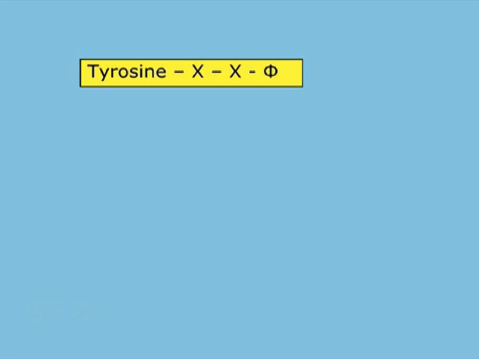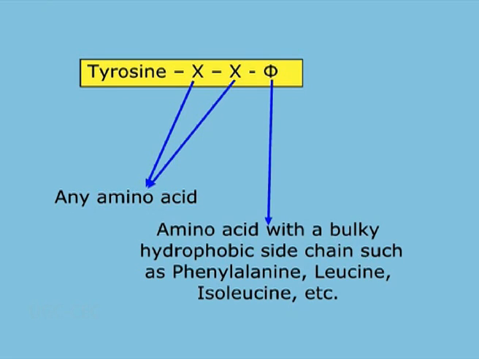It recognizes a unique sorting sequence, tyrosine-X-X-phi, where X is any amino acid and phi is an amino acid with a bulky hydrophobic side chain such as phenylalanine, leucine, isoleucine, etc. Some vesicles that bud from the trans-Golgi network have coats composed of AP3 complex. These vesicles mediate trafficking to the lysosome, but they appear to bypass the late endosome and fuse directly with the lysosomal membrane.